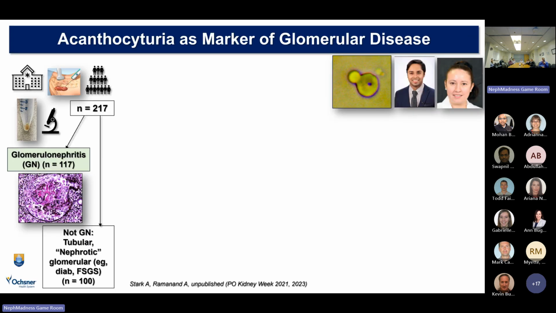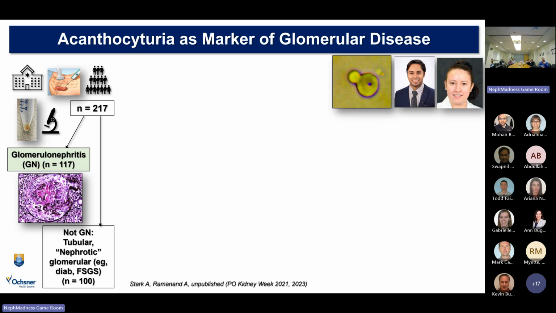So for this cohort, this was led by Akansh Ramanan, a future fellow, actually, who's moving to Northwestern. He was a resident with us, and our former fellow, Anna Stark. For this project, 117 patients with glomerulonephritis.